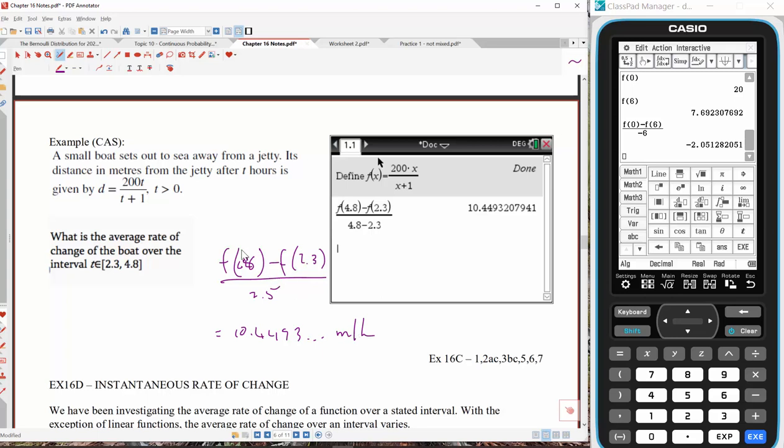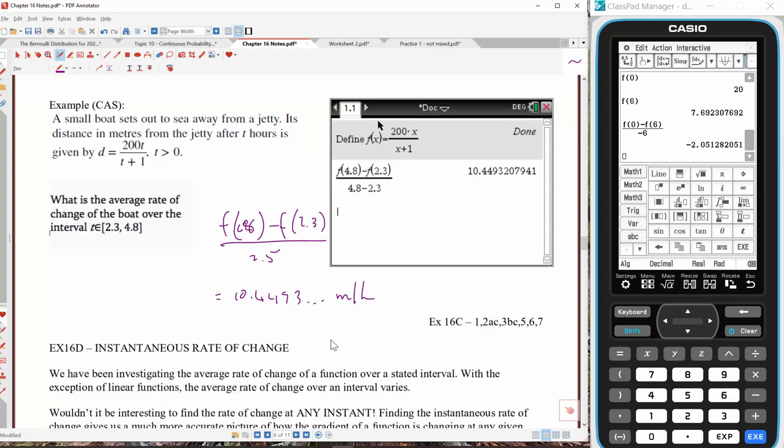A small boat sets out to sea away from a jetty. Its distance in meters from the jetty after t hours is given by this. It's not going very fast, but it's suggesting that every hour after 2.3, for every increase of 1 hour, it's going a further 10 meters out to sea. What is it, drifting? Anyway, it's allowed to be what it's allowed to be.